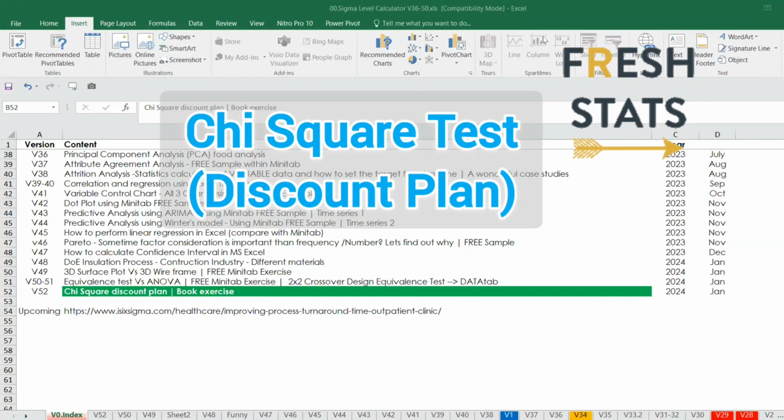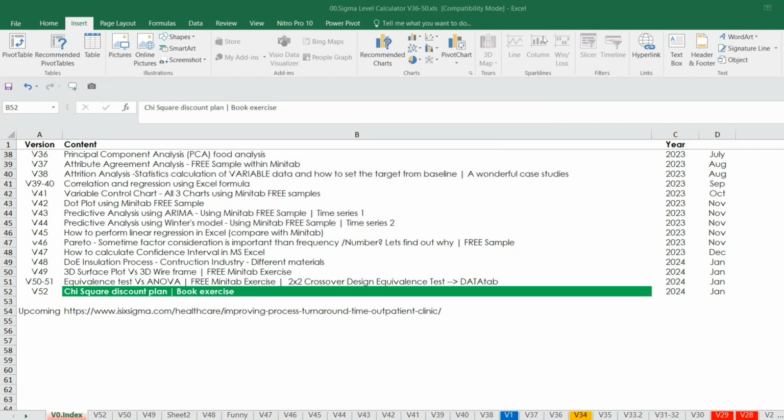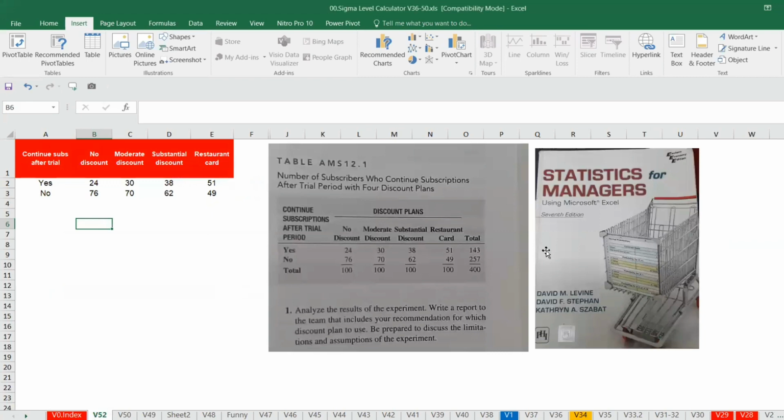We are going to perform chi-square using the sample of a discount plan. It's a book review, and this is the book name, Statistics for Managers Using Microsoft Excel, a wonderful book, 7th edition. There is a case study called number of subscribers who continue subscription after the trial period with 4 discount plans.